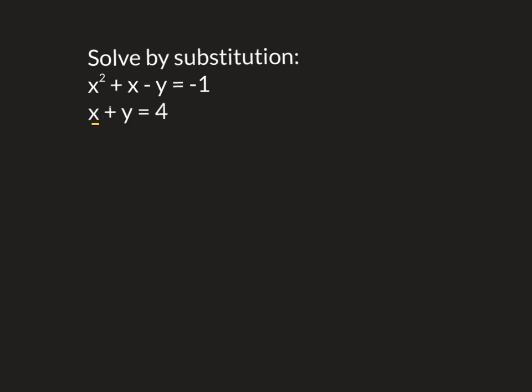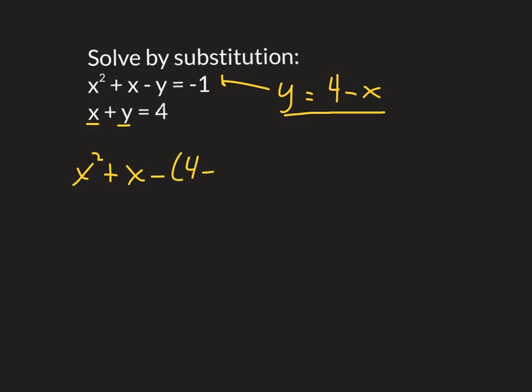Now, if I'm looking at the second equation, both of them are that case. I'm just going to choose the y and say y equals negative x plus 4, or you can say 4 minus x, which is the same thing. Now to substitute, everywhere I see a y in the first equation, I'm going to substitute 4 minus x. There's just one y, so it's going to look like x squared plus x minus, and I would use parentheses because that minus sign is going to change your signs in the 4 minus x, that equals negative 1.